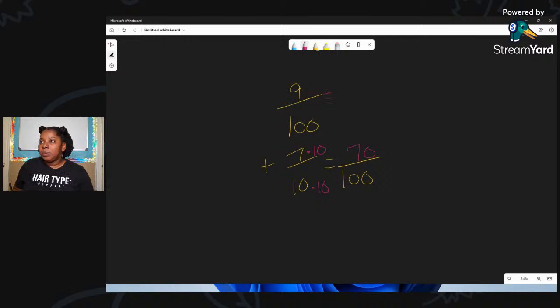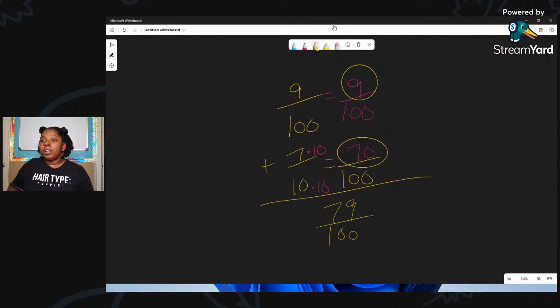All right. In this one, we already had 100. So it's just going to stay 9. All right. So now's the fun part. My denominator is going to stay 100. And it's 9 plus 70, which is 79. And we're done. Okay. So the hardest part about it is just changing the denominators.